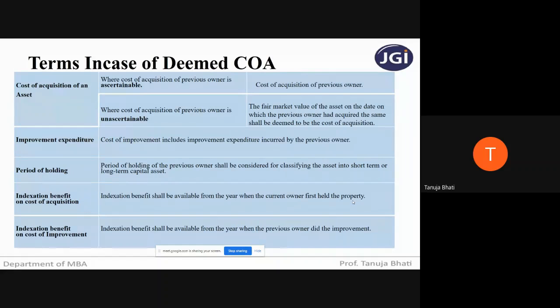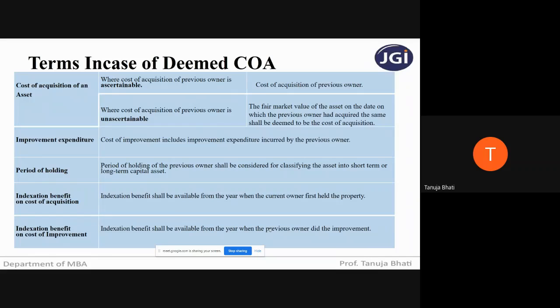We take cost of acquisition into the index of the year of transfer divided by the index for the year of acquisition. Your index for the year of acquisition will be the index when the current owner first held the property. Next, indexation benefit on cost of improvement shall be available from the year when the previous owner did the improvement. So in case of improvement, you take the index of the year when the previous owner did the improvement. And in case of cost of acquisition, you take the index of the year in which the current owner acquired the property, under deemed or notional cost of acquisition.